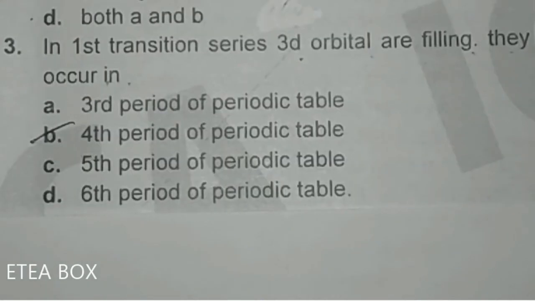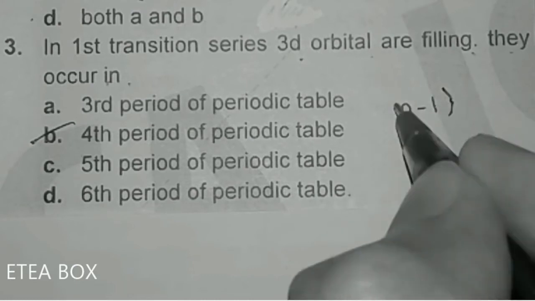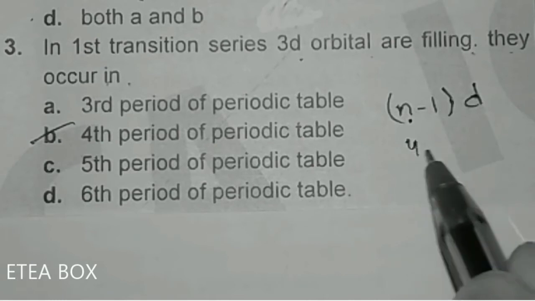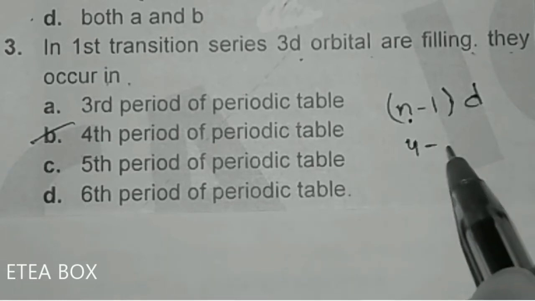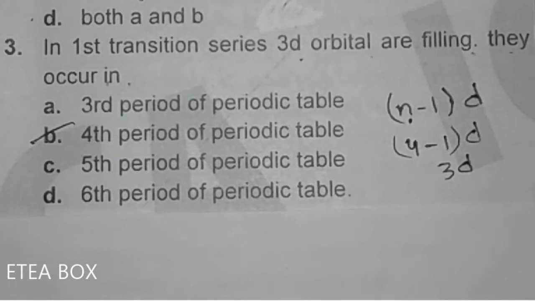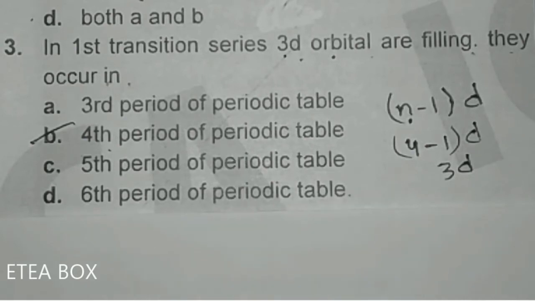In the first transition series, 3d orbitals are filling. Now we know that for the first transition series we generally write N-1d, where N is the period which is 4, minus 1d, so it will give 3d. So the 3d orbitals are present in the fourth period of the periodic table.